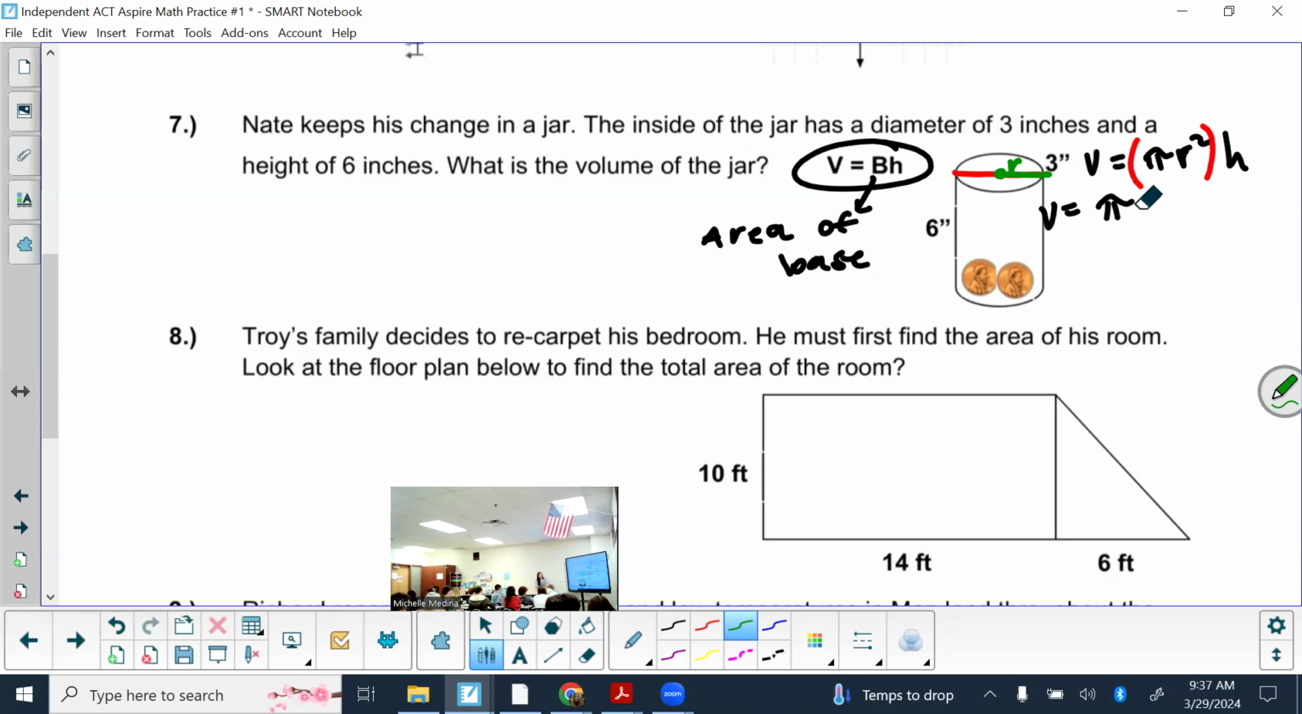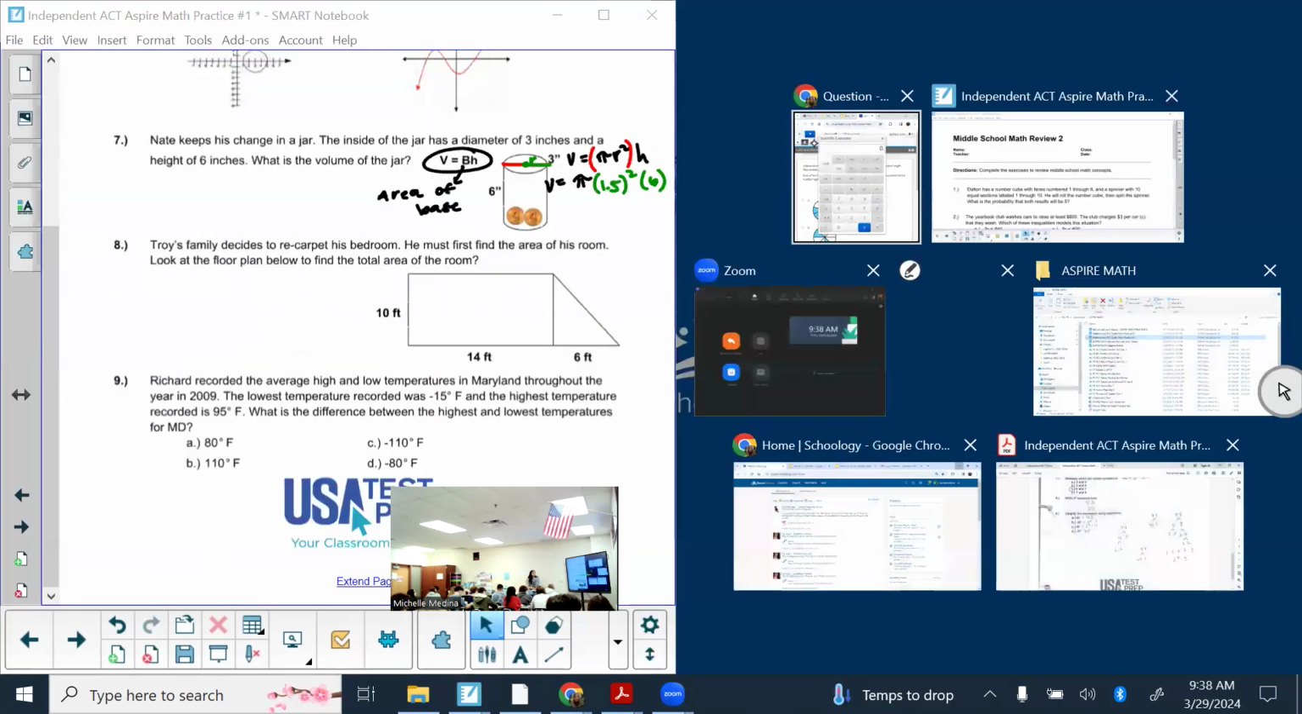So what's half of 3? Good, and then we'll square that because it's radius squared. And then times the height, which from my diagram is 6. So these are the buttons I'm going to press in the calculator that is embedded in my test, because that's what I have to use if I don't bring my own.